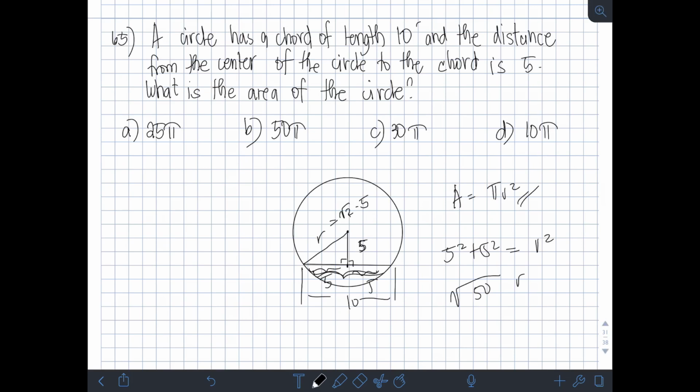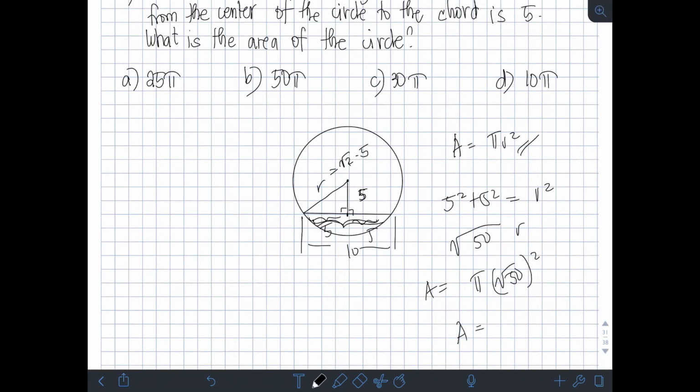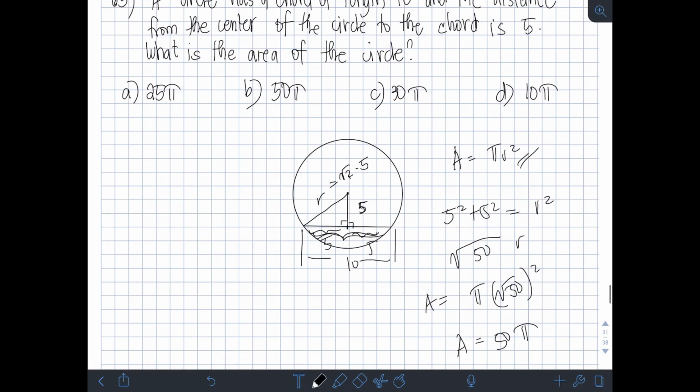So, plug in na natin. So, ito na lang square root of 50. Area is equal to pi r square. So, square root of 50, quantity square. So, area is equal to 50 pi. Okay? The answer is letter B.